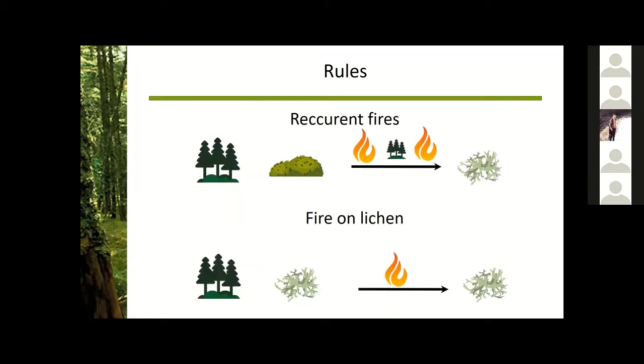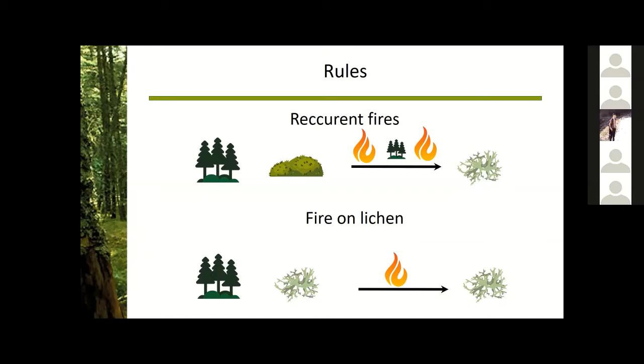Now we have the recurrent fire. The recurrent fire is specific to the northern species. When we have northern species on moss, we can have a first fire and burn it. When we have a sapling of northern species and a second fire on this sapling, we can burn the moss, and we have the appearance of lichen because of the impact of recurrent fire.